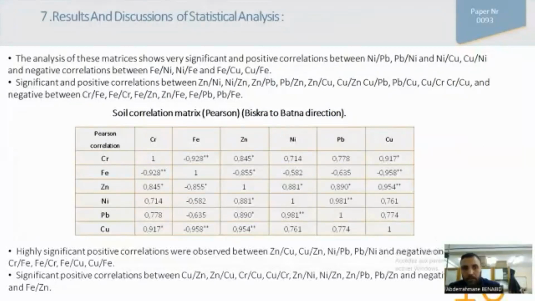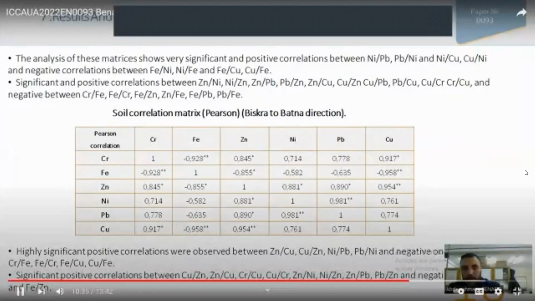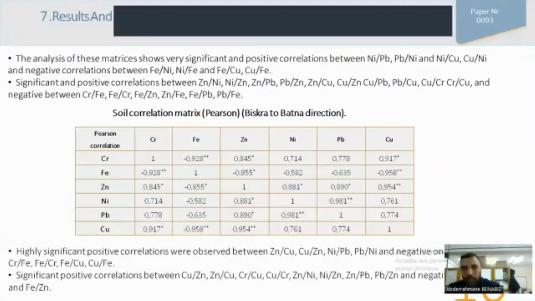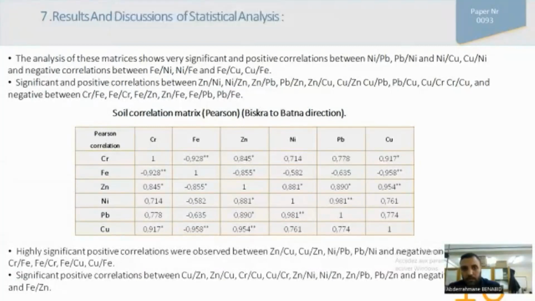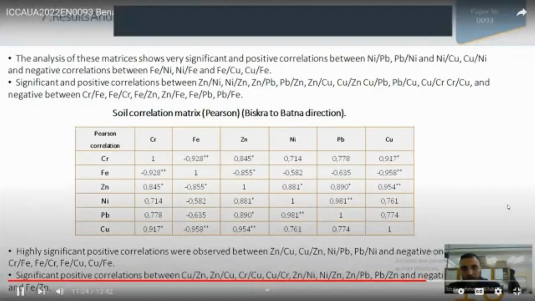Significant and positive correlation between zinc and nickel, nickel and zinc, zinc and lead, lead and zinc, zinc and copper, copper and zinc, copper and iron, iron and copper, copper and chrome, chrome and copper, and negative between chrome and iron, iron and chrome, iron and zinc, zinc and iron, iron and lead, lead and iron. Soil correlation matrices, Pearson, Biskra to Batna direction.